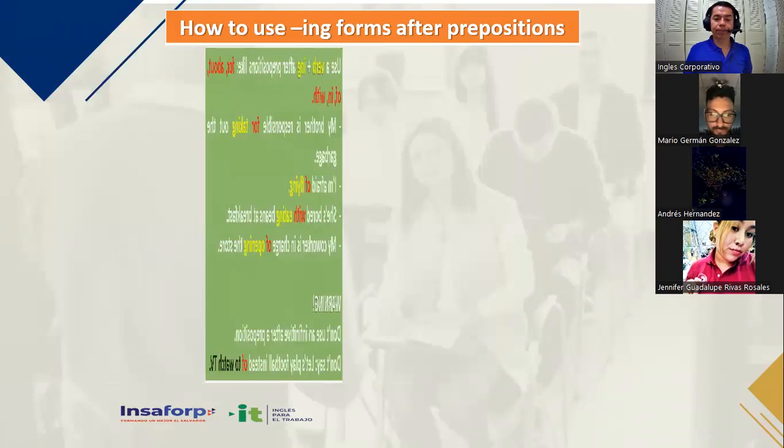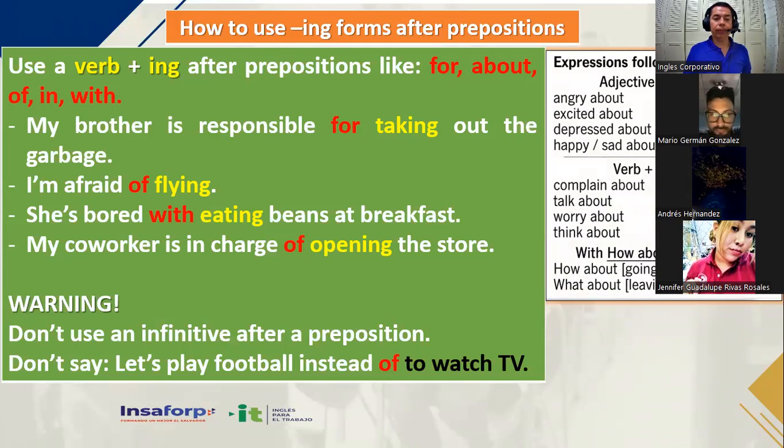Okay, look. Here in this corner, we have the examples. Look, Mario. With adjectives: angry about, excited about, depressed about, happy about, sad about, afraid of, sick of, tired of, bored with, crazy about. So these are the prepositions that go together with these adjectives. Excited, depressed, happy, sick, crazy, etc., right?